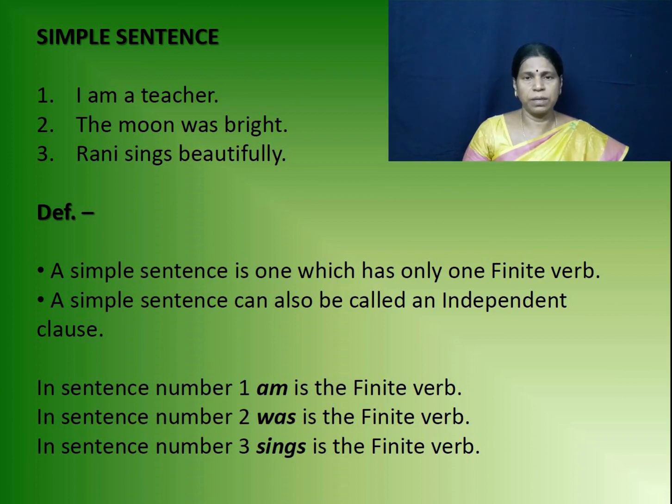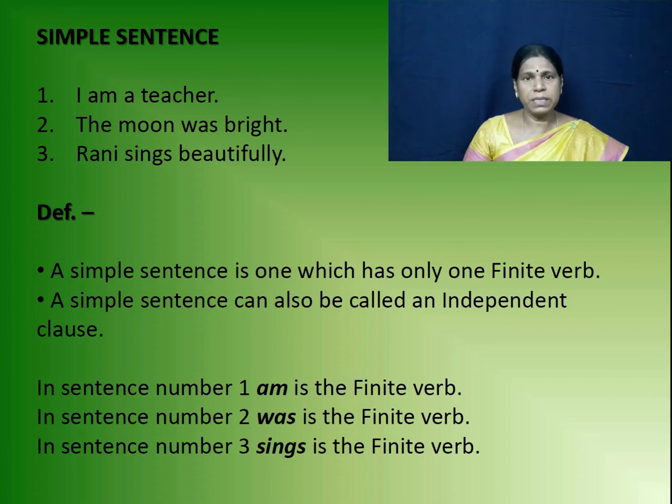I am a teacher. The moon was bright. Rani sings beautifully. Here, each sentence has a subject and verb of its own. In sentence number 1, I am a teacher, I is the subject and am is the finite verb. In sentence number 2, the moon was bright, the moon is the subject and was is the finite verb. In sentence number 3, Rani sings beautifully, Rani is the subject and sings is the finite verb.